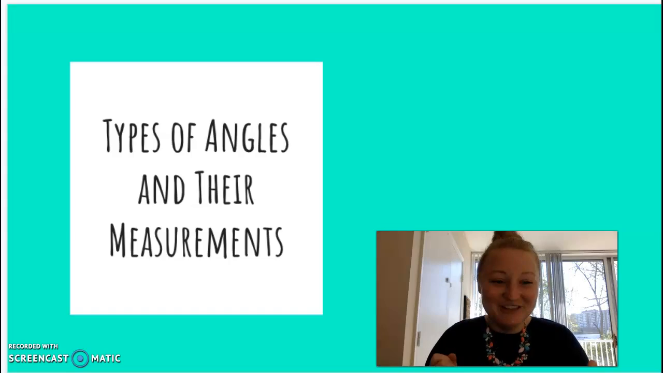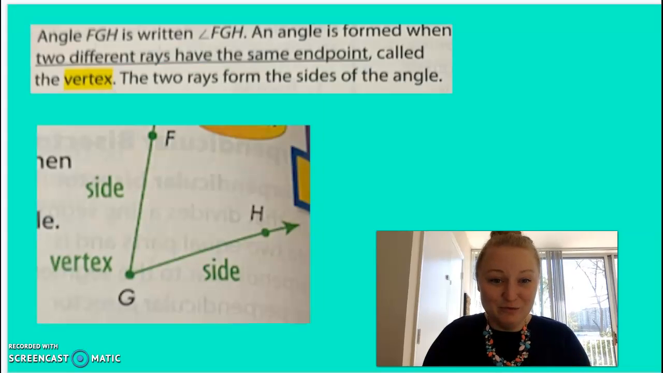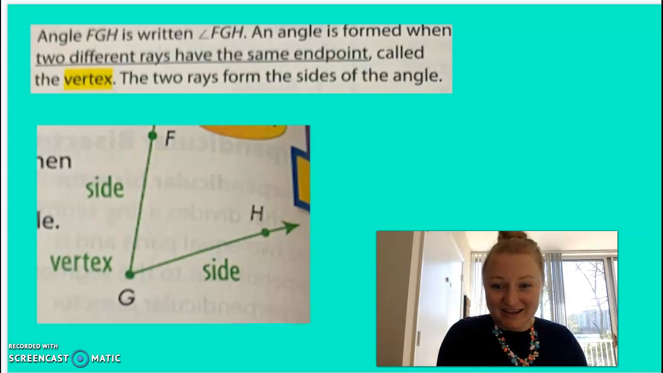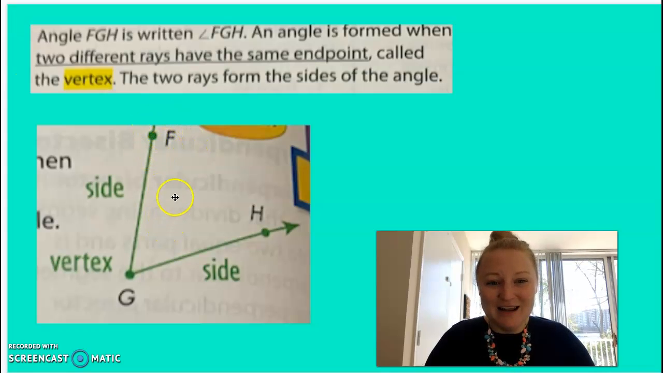Okay, all right, let's take a little closer look at some specific types of angles. Oh, but before we do that, I want to show you quickly how angles are named and how they're written when we're describing them. So here we have an angle, and what an angle really is, it's a formation that's created when 2 different rays have the same endpoint. So earlier this week you learned about a ray. A ray has an endpoint and then extends forever and ever and ever in one direction.